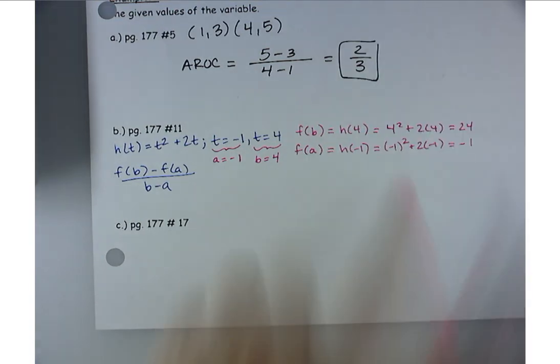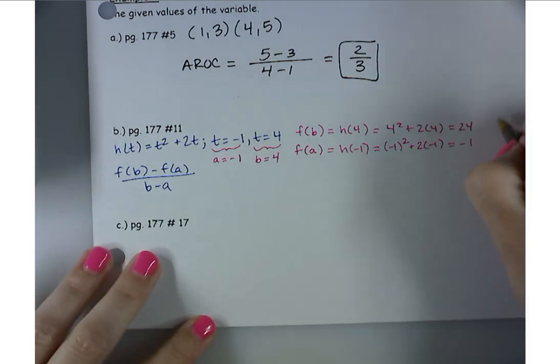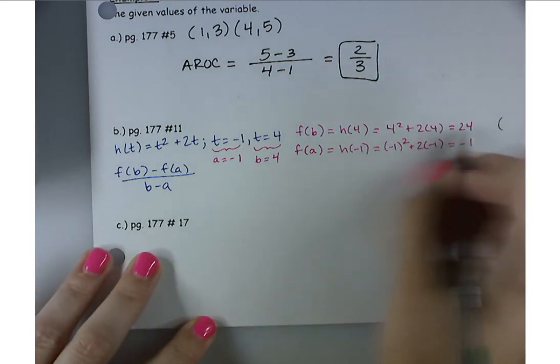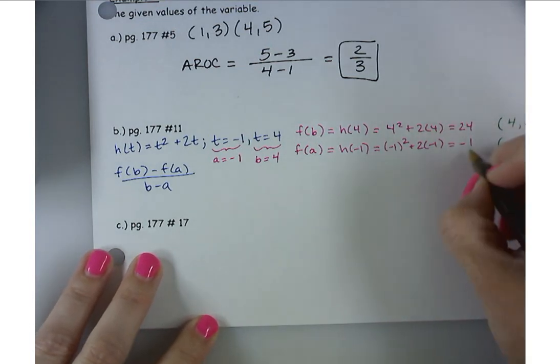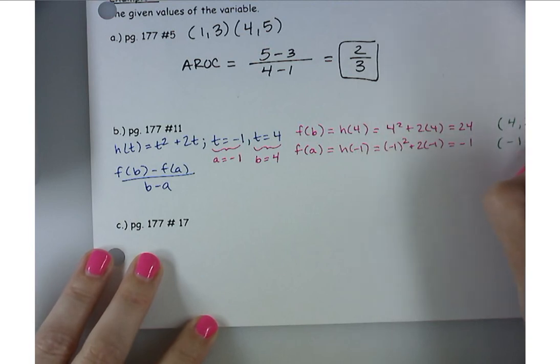Yeah. Okay, so really, you can think of these as points. For the first one, what did I plug in? For this one, what was my input? 4. What was my output? 24. Okay, for this one, my input was negative 1. What was my output? Negative 1.